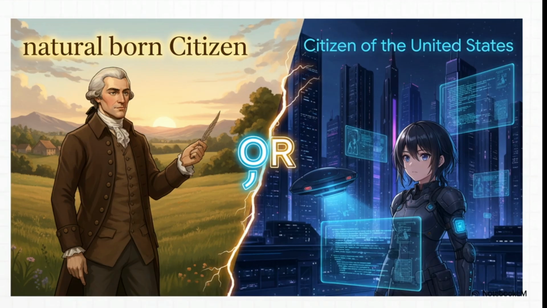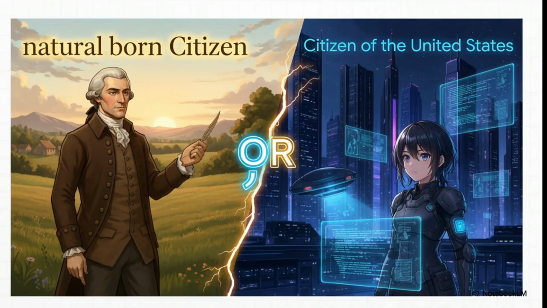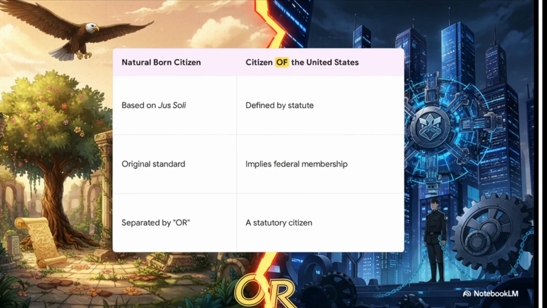One side you have the born citizen, status from the soil, jus soli. On the other side, you have the citizen of the United States. Now that little preposition "of" is everything. It implies membership. You're an employee of a company. You're a member of a club. It suggests a legislative, statutory status, a creation of the federal corporation. That "or" proves that they are two separate legal categories. One is natural, the other is made up.